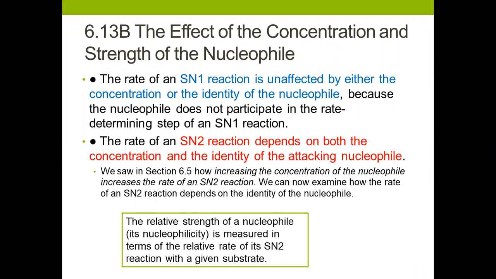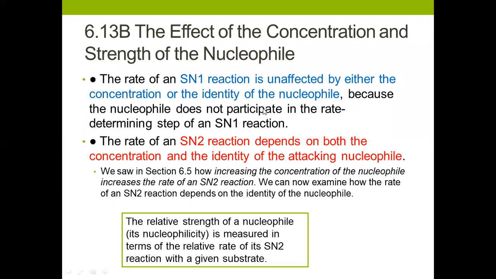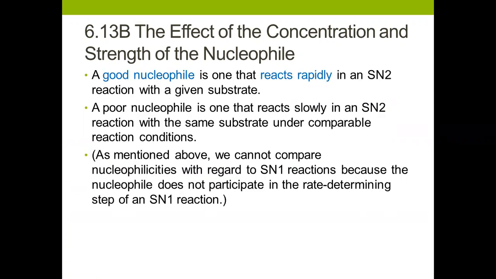For SN2, of course, it will matter. So how do we say if the nucleophile would favor SN1 or SN2? A good nucleophile is one that reacts rapidly in an SN2 reaction. Again, in an SN1 reaction, we don't care about the identity of the nucleophile, whether we're using a very high concentration or a very low concentration, it doesn't matter. It only matters when we are talking about the SN2 reaction. So a good nucleophile is one that reacts rapidly in an SN2 reaction with a given substrate.